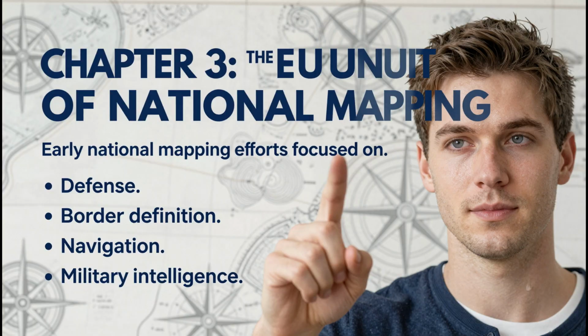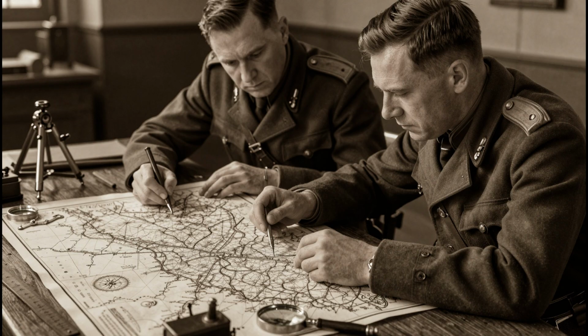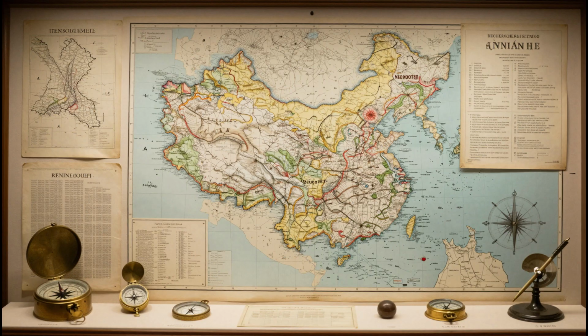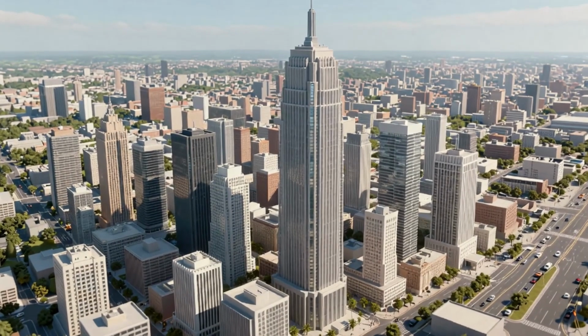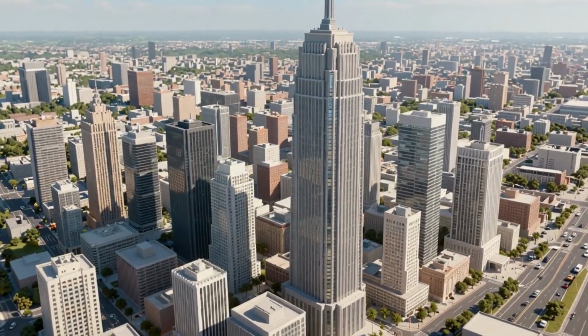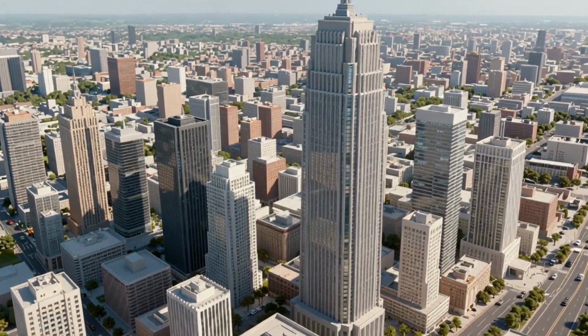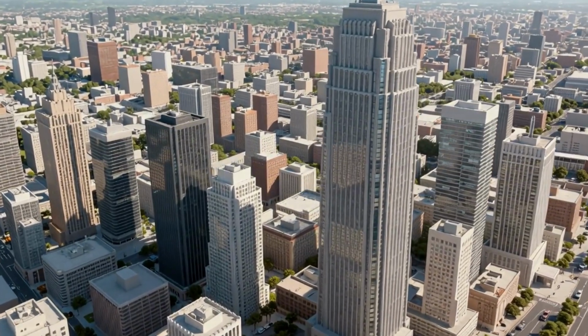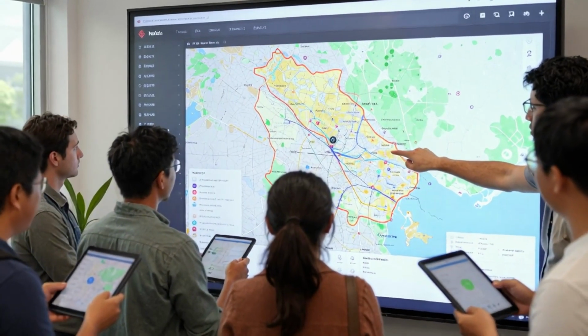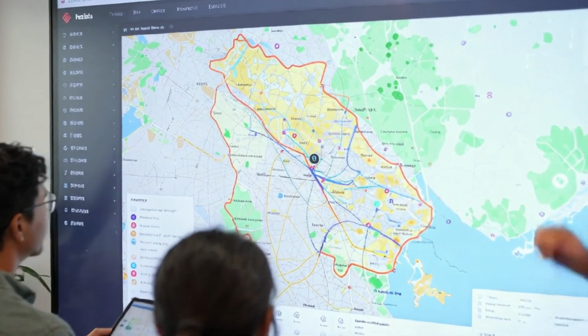Chapter 3. The evolution of national mapping. Historically, mapping agencies were primarily military organizations. Early national mapping efforts focused on defense, border definition, navigation, and military intelligence. Over time, their roles expanded. Today, national mapping agencies support a broad range of civilian applications including urban planning, land management, economic development, environmental monitoring, digital transformation, smart cities, and climate resilience. The modern mapping agency is no longer simply a map producer. It is a geospatial information manager.